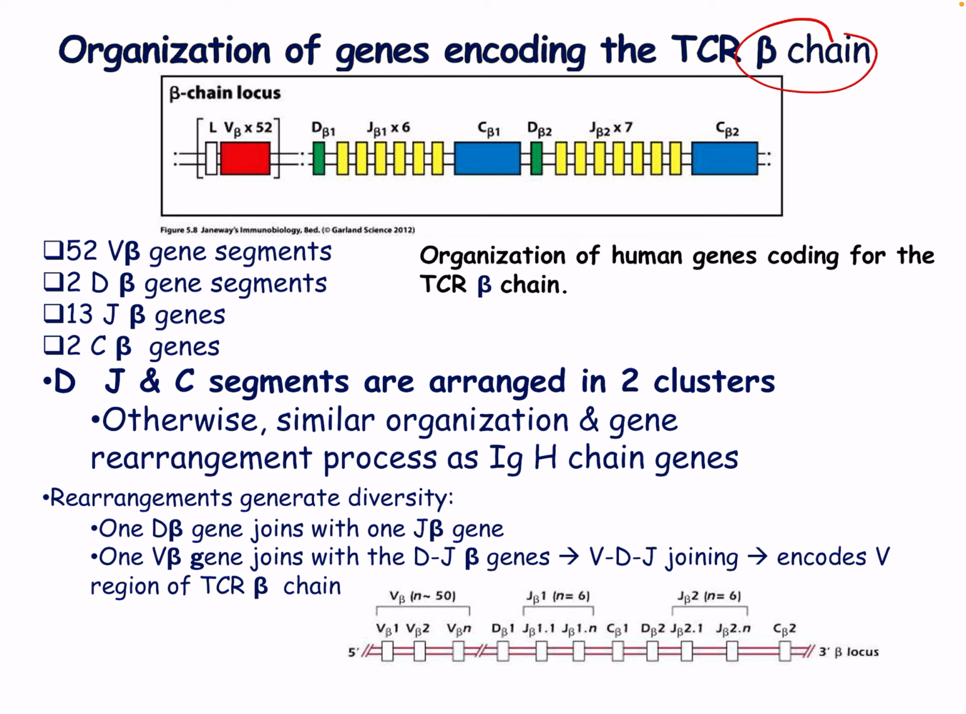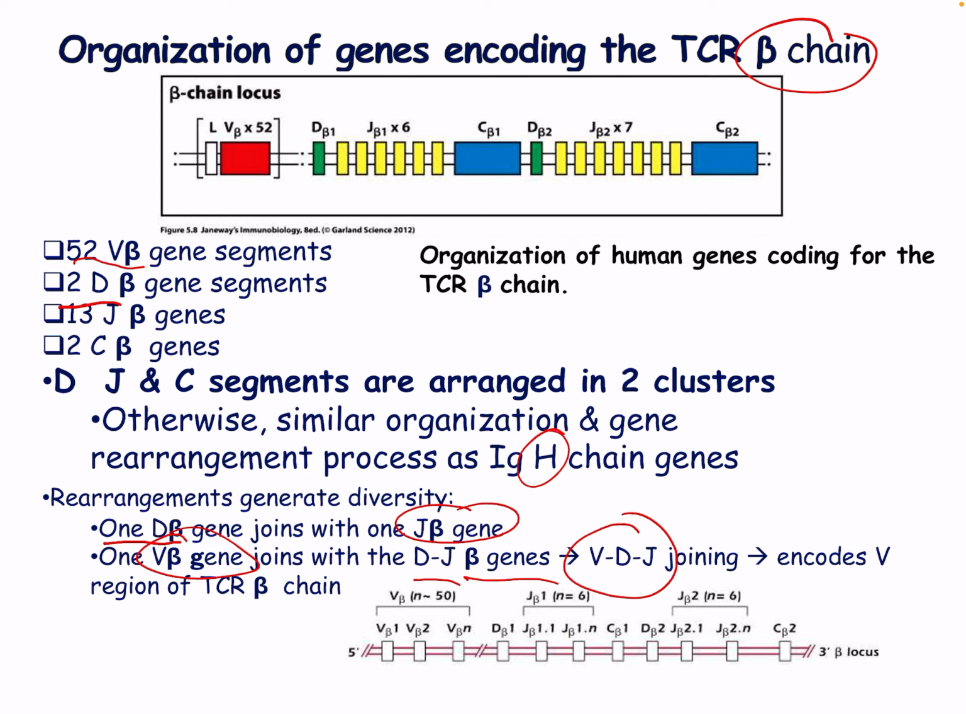So beta chain. So 52 variable beta, 2D, 13J, 2C. The D, J, and C segments are arranged in two clusters. Otherwise, it's a similar organization and gene rearrangement process as immunoglobulin heavy chain genes. So one D beta gene joins with one J gene, and one variable beta gene joins with the DJ beta genes, forming the VDJ joining, which encodes the variable region of the T cell receptor.